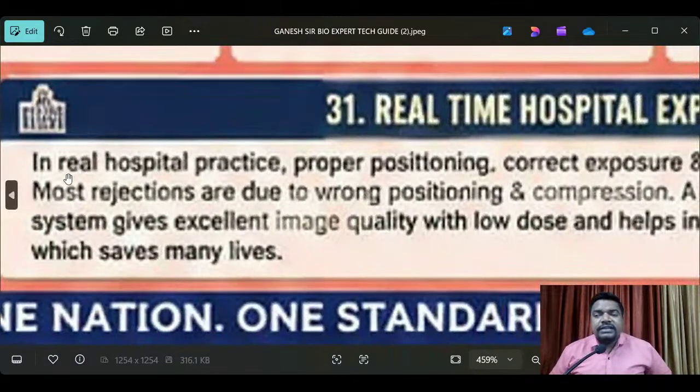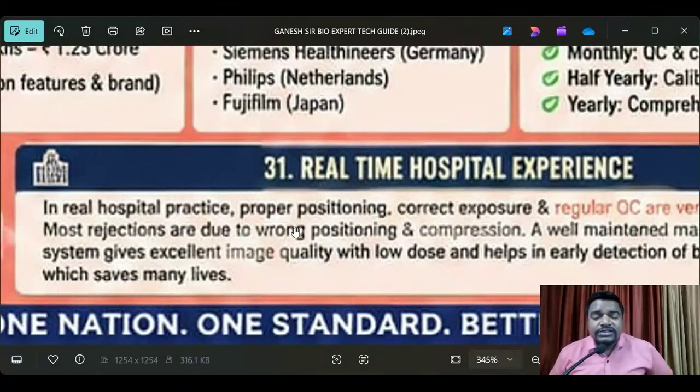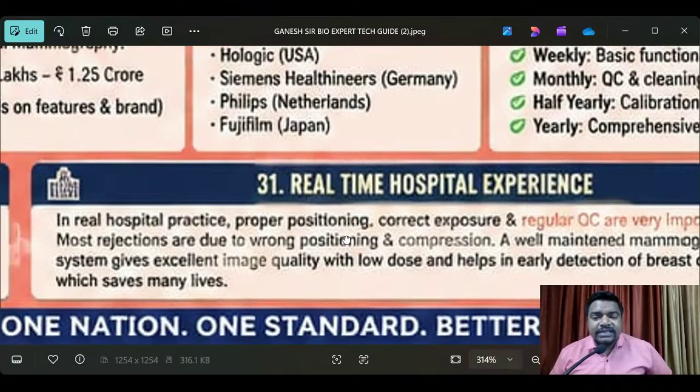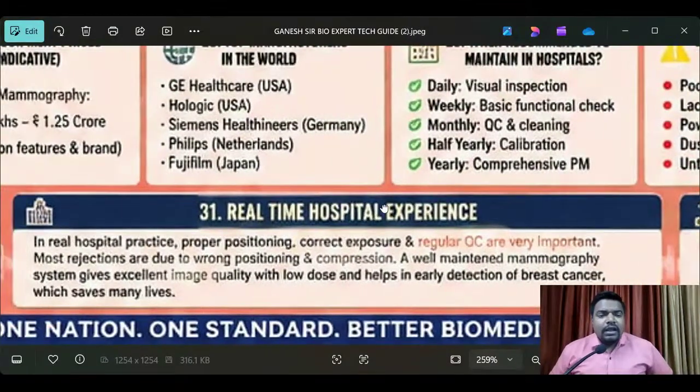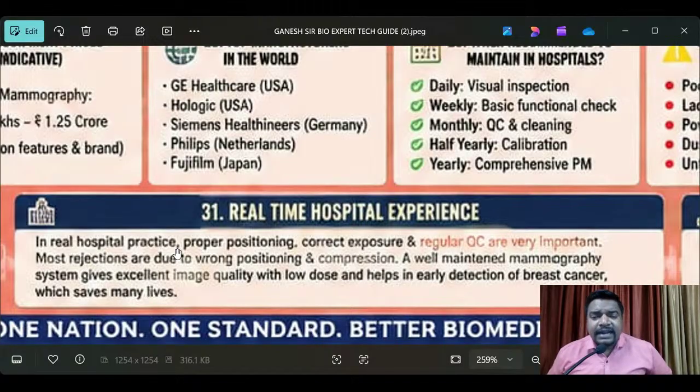Next, I want to share the real-time hospital experiences. Till now, all the points I have shared are real-time hospital experiences only. But here, I will share one real-time hospital experience with the hospital management. In real hospital practice, proper positioning, correct exposure, and regular QC are very important, and most rejections are due to wrong positioning and compression. A well-maintained mammography system gives excellent image quality with low dose and helps in early detection of breast cancer, which saves many lives.